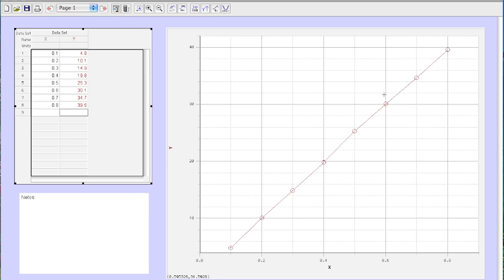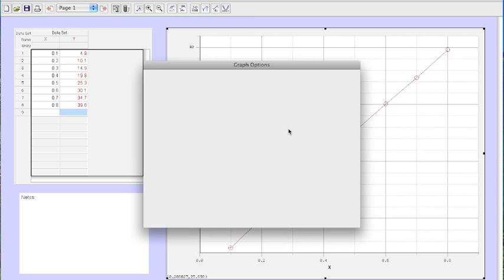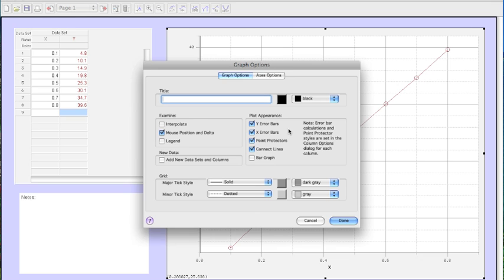We don't want these connecting lines, and we want to make some other changes to the graph. And so when we want to make changes to the graph, we just double click on it and a window comes up. And so I can get rid of those connecting lines by unchecking that box, and I can give the graph a title, force versus distance for a spring.